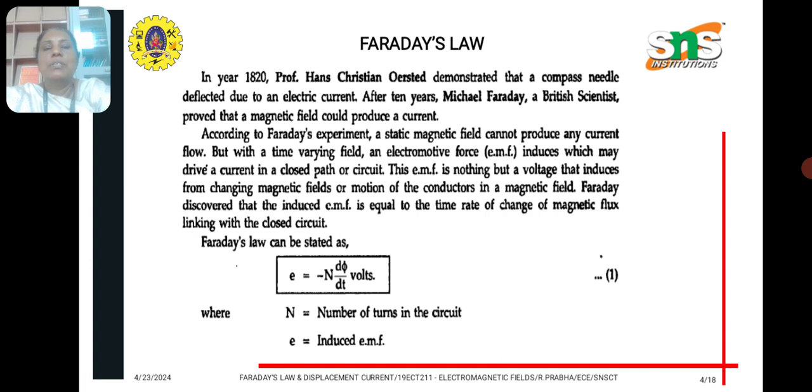This EMF is nothing but a voltage that is induced from changing magnetic fields or motion of conductors in the magnetic field. Faraday discovered that the induced EMF is equal to the time rate of change of magnetic flux linking the closed circuit. According to his law, the EMF E is equal to minus n into d phi by dt. Here n is the number of turns in the circuit, and E is the induced EMF.